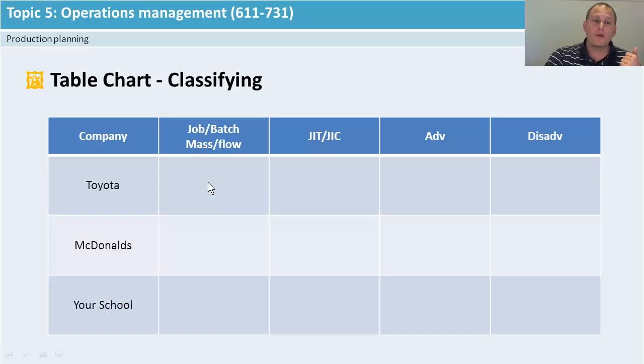Okay. When you watched before with Toyota, they're doing flow production and they're using just in time mainly. What's the advantage? You have decreased storage costs. What's the disadvantage? This may cause some serious production stoppages if there's no stock available to replenish everything.